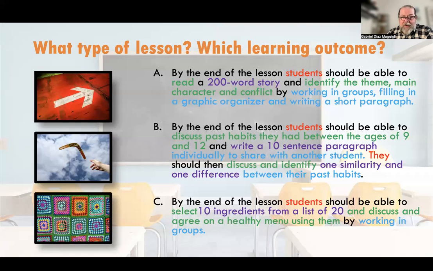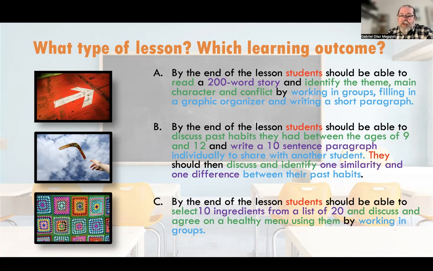Have you thought about it? Okay. Which is the outcome for a straight arrow lesson? I would say it's B, because you can see that the learners learn how to talk about habits in the past. They discuss the habits in general that they have between the ages of 9 and 12.